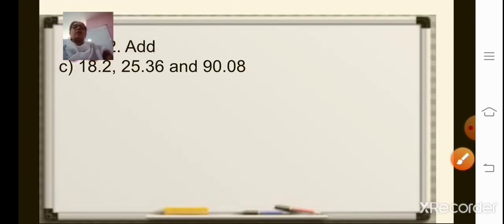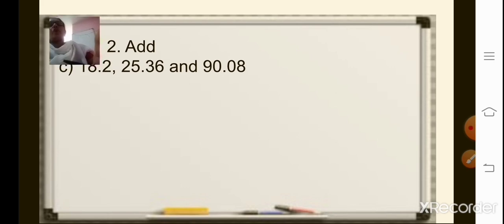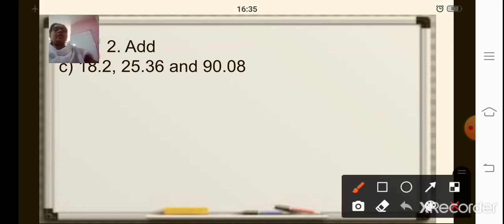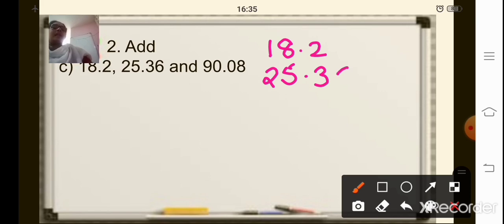Coming to the second question, add, which you have to solve in your maths notebook, children. 18.2 plus 25.36 plus 90.08. So we'll write the number first, 18.2. Your second number is 25.36. Find the maximum number of decimal places, which is 2 here. So 25 whole number you will write under 18, one below the other. Put the decimal point. 3 is in 10th place and 6 is in 100th place.